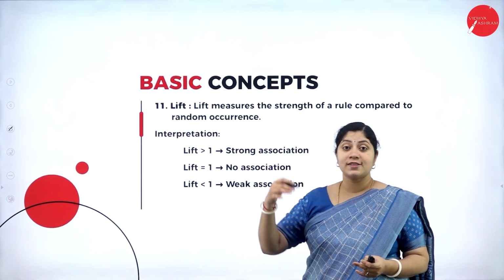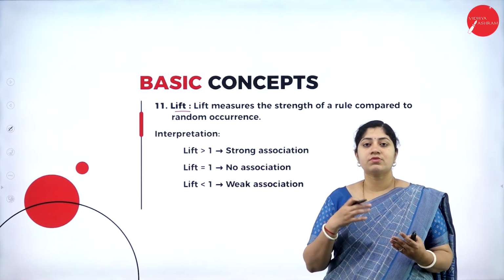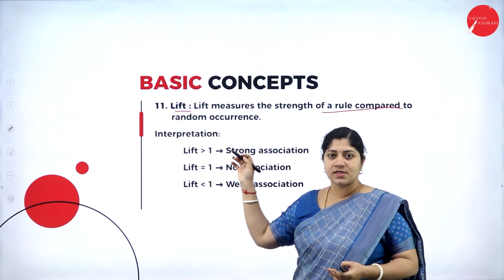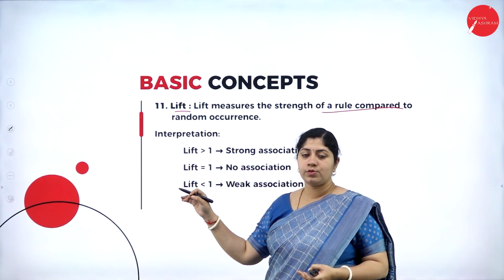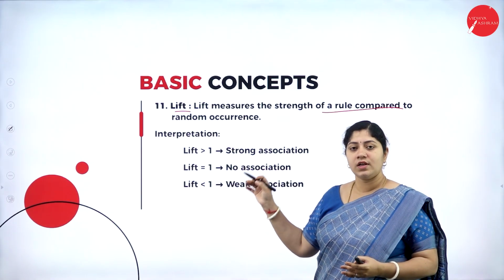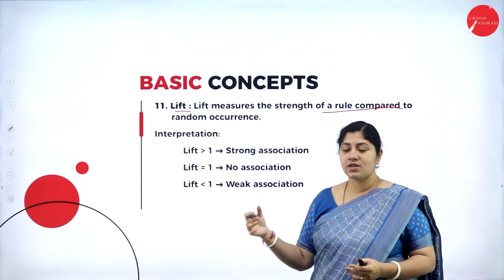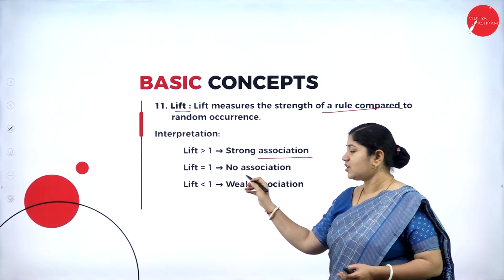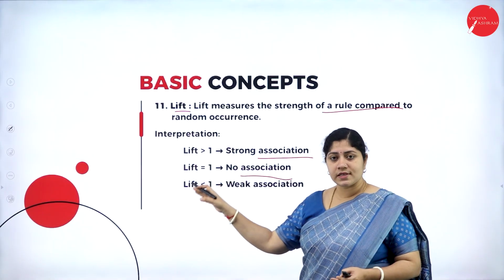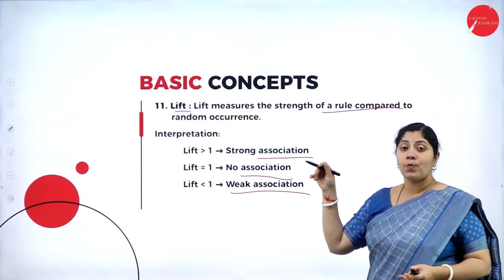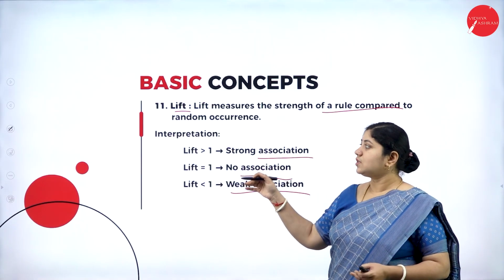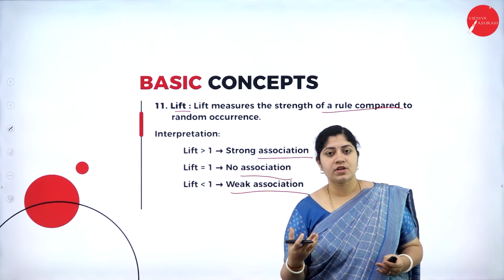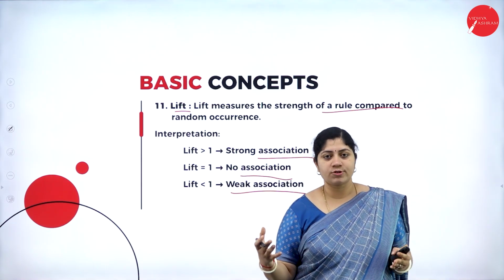The next concept is lift. The lift is used to measure the strength of a rule compared to random occurrences. So let's see the interpretation with respect to lift. If lift is greater than 1, then we can consider it a strong association. If lift is equal to 1, then we can consider it no association. And if it is less than 1, then we can consider it a weak association. So this is the next concept after confidence, which gives us a further measure of strength with respect to item sets and the association rules.